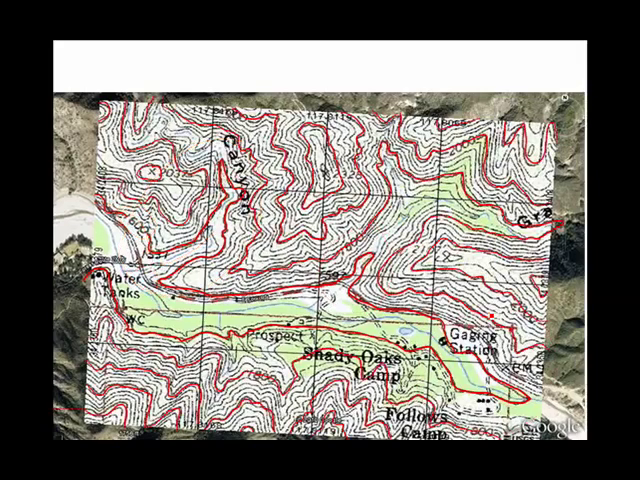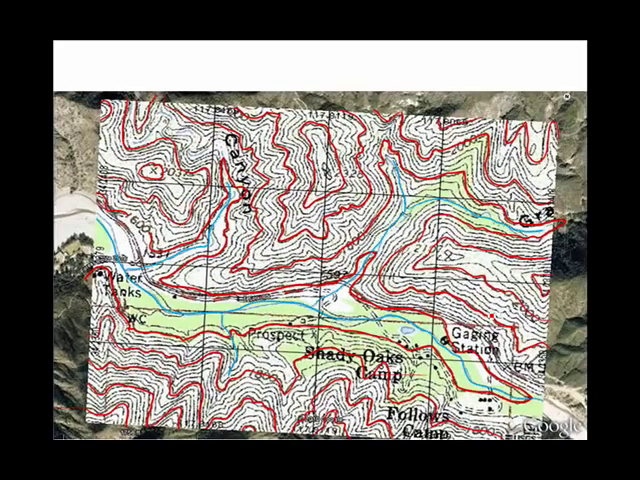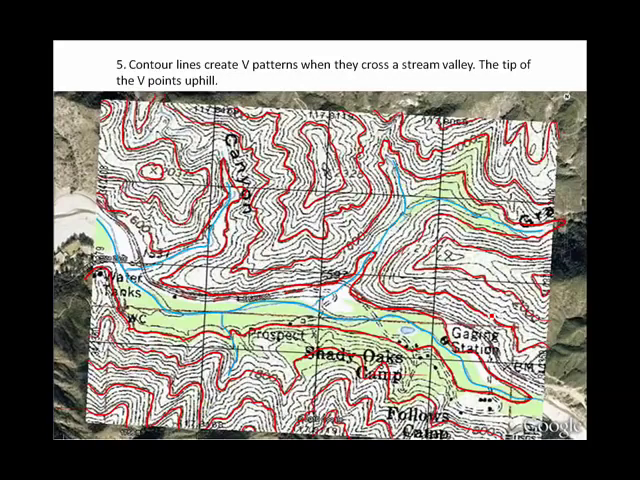Those detours can be found on all the contour lines, and that ends up being one of the rules, that contour lines create a V pattern when they cross a stream valley, and the tip of the V's point uphill. So here's the tip of the V right there, and here's the tip of the V right here, and they're both pointing uphill. Water flows down, the V's point up.